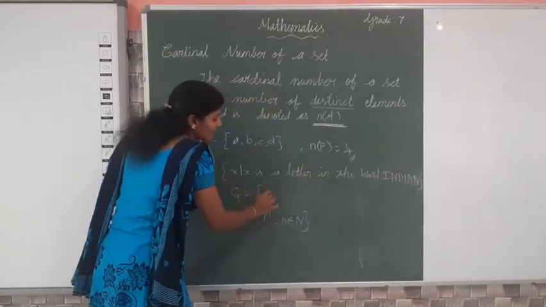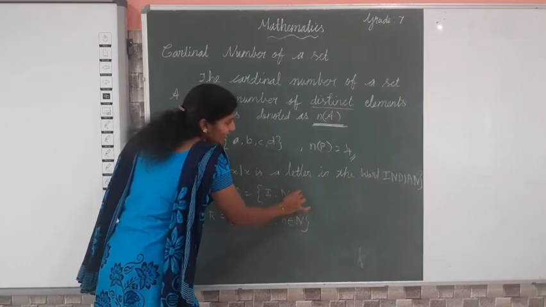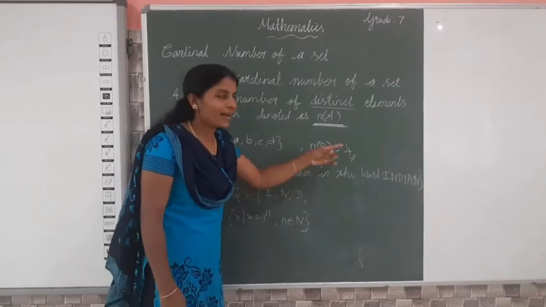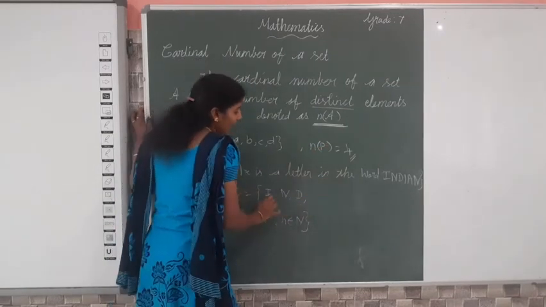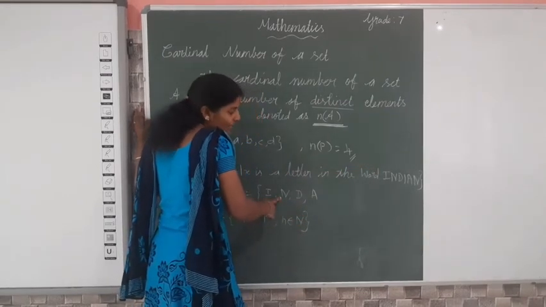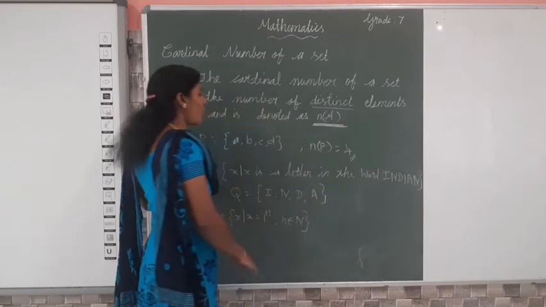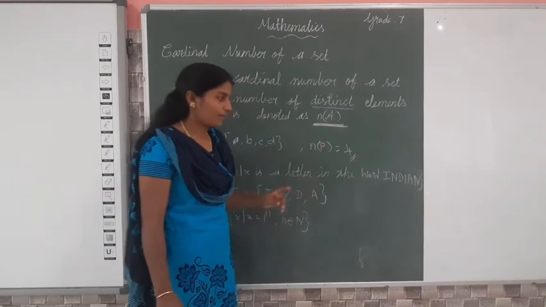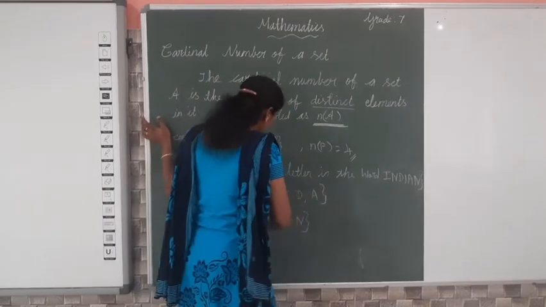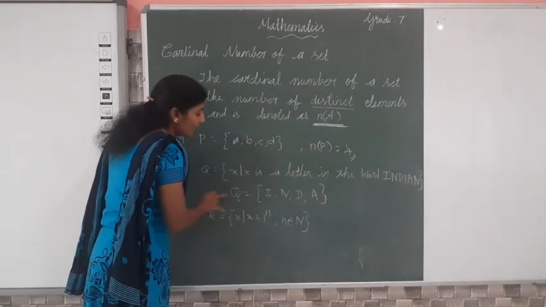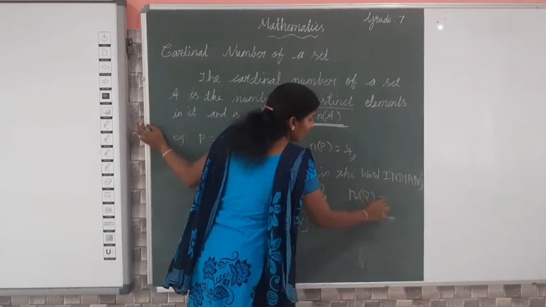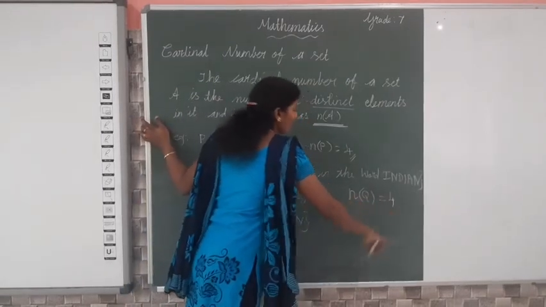Now what are the letters? I, N, D, again I. Don't repeat the element, so no need to write I again. Next I and D, then A, N. N we have already written, so no need to write N again. So how many elements are there? 1, 2, 3, 4: I, N, D, A. So what is the cardinal number of this set? n of Q is equal to 4 elements. So we can write 4.